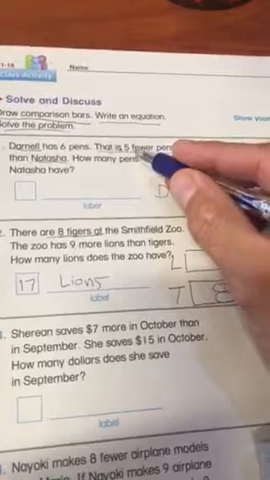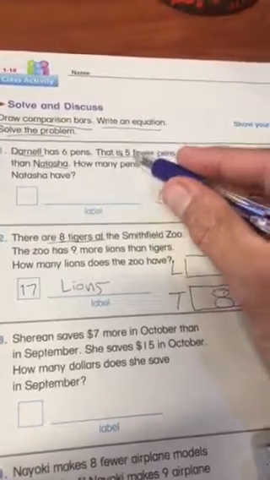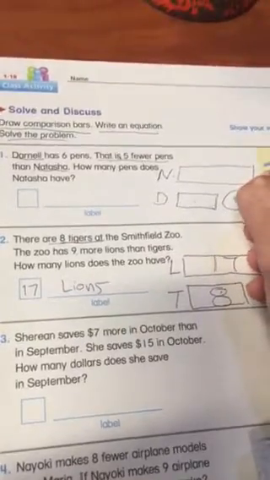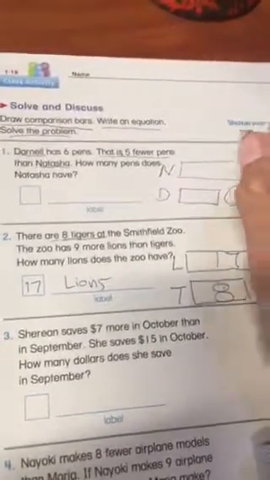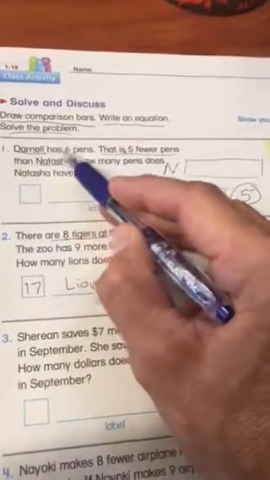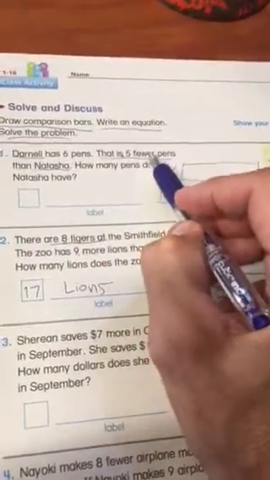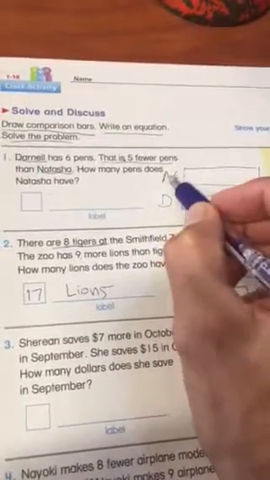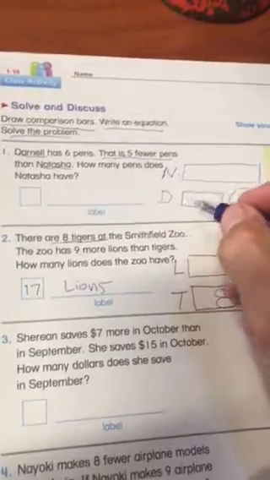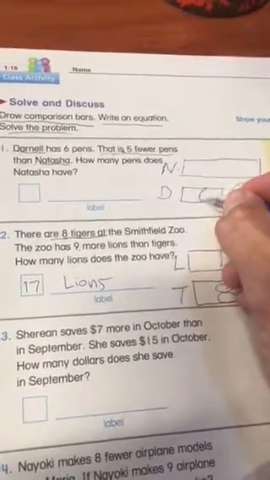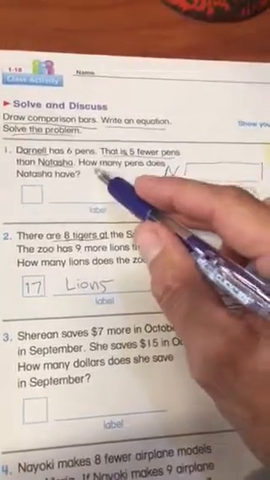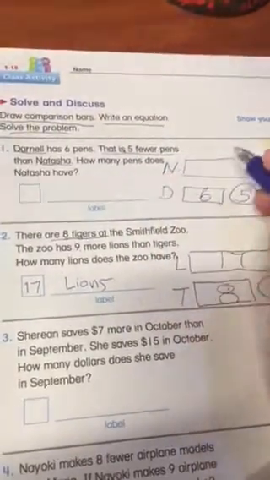Usually in this same sentence here, my difference will be outlined. That's 5 fewer. How many fewer? 5. And then if I go back, it will tell me here that Darnell has 6 pens. So this sentence helps me most with the labels. Once I have the labels, it's just a matter of filling it in. Darnell has 6. And then I'm looking for Natasha's. How many does Natasha have?